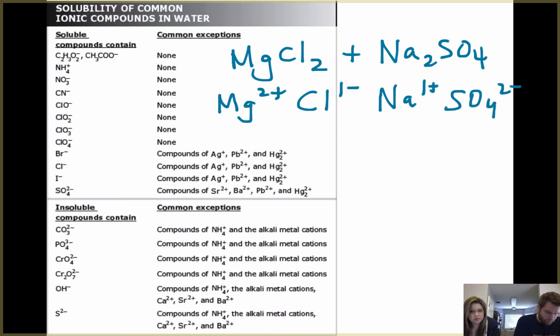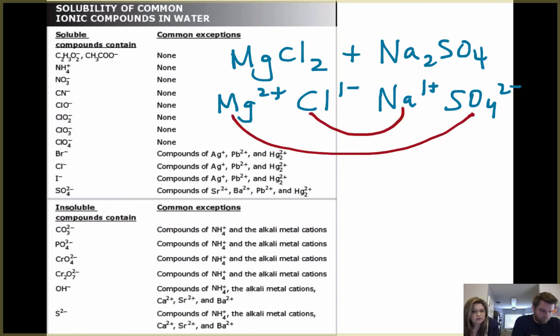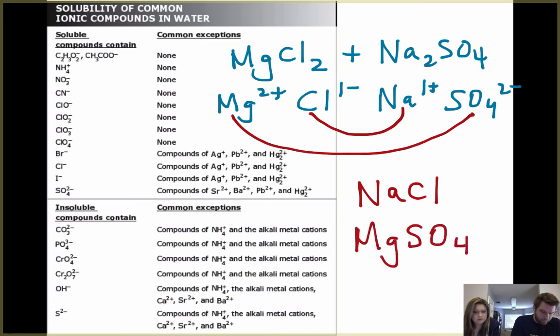Now we need to pair up our new compounds. Magnesium is going to pair up with the sulfate, and sodium is going to pair up with the chloride. That would make NaCl, salt, and MgSO4, Epsom salt. I'm making lots of salt.